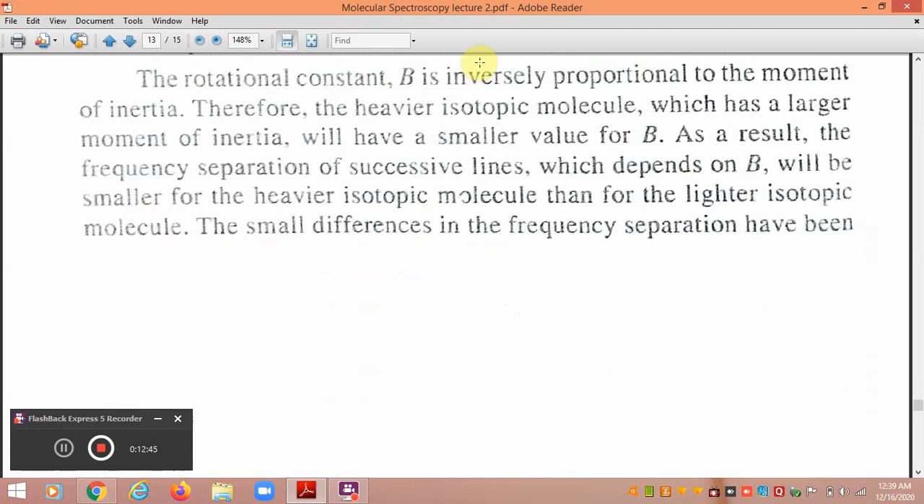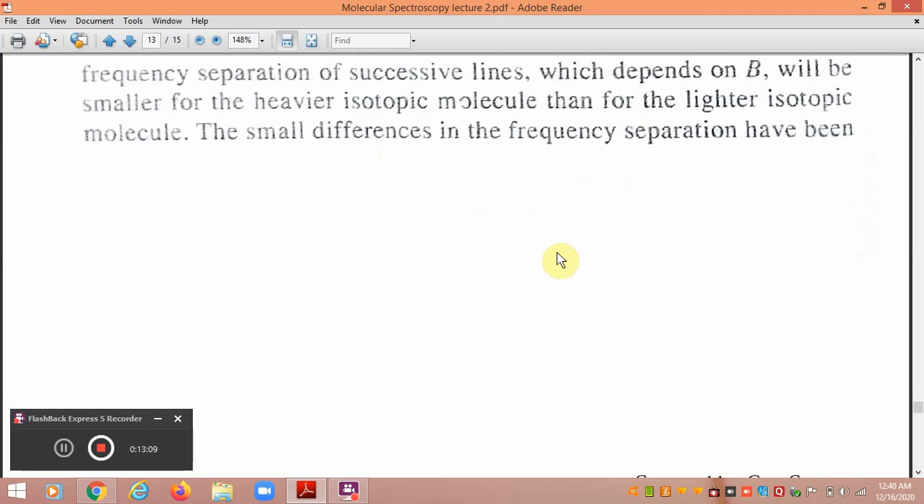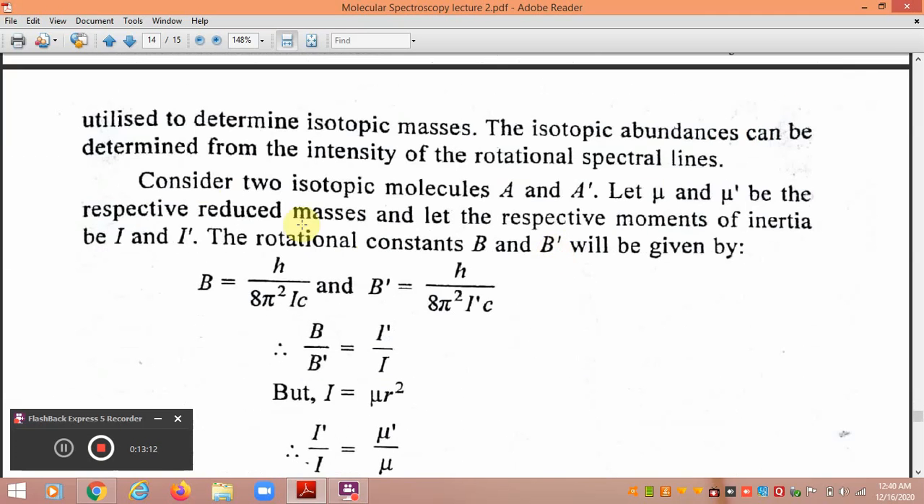So the rotational constant B is inversely proportional to moment of inertia, and hence the heavier isotope will have the larger moment of inertia, and definitely will have the smaller value of B, as B and I are inversely proportional. The frequency separation of successive lines also depends on B, so it will be smaller for the heavier isotopic molecule than the lighter isotopic molecule, and the small difference in the frequency separation has been utilized to determine the isotopic masses of the molecules, and the isotopic abundance can be determined from the intensity of the rotational spectral lines.